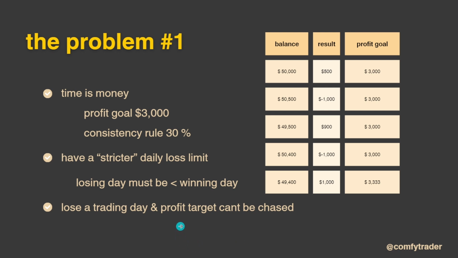A lot of companies do have additional rules in place, like a daily loss limit. But in my opinion, that shouldn't matter for a trader. You should have rules for yourself. And as you can see in this example, your rule should be that your biggest losing day must be less than the maximum winning day according to the consistency rules. Because in conclusion, there are two things: you lose time, and you can't chase your profit goal because it will go farther away every time.